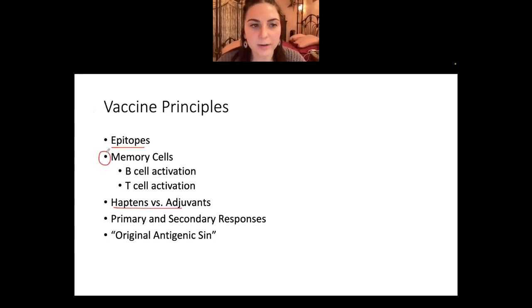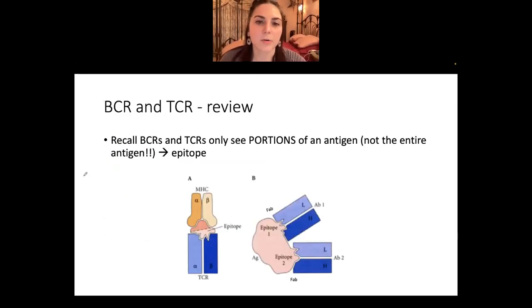This is straight up what we talked about in B-cell activation and T-cell activation, and there's just a little bit of new info. Okay, so with the B-cell receptor and the T-cell receptor, remember that B-cell receptors and T-cell receptors only see portions of an antigen. They don't see the entire antigen. And that's what's known as the epitope, right?